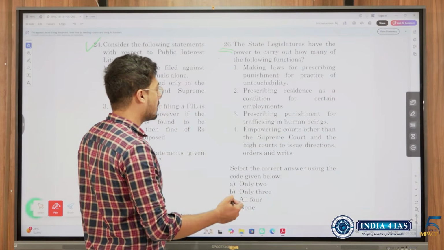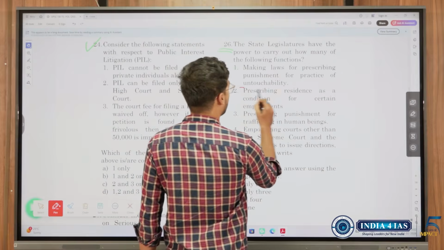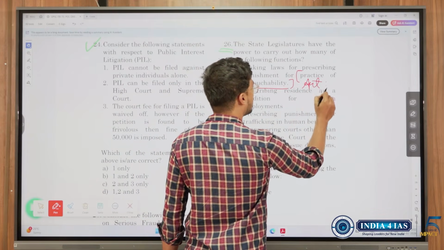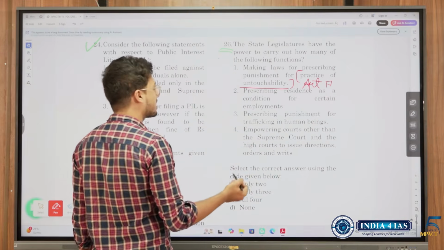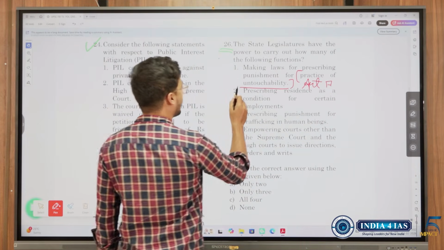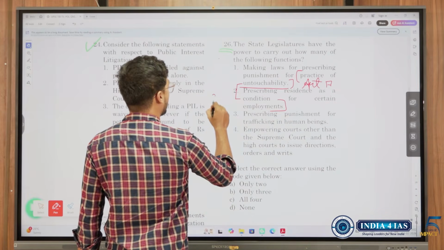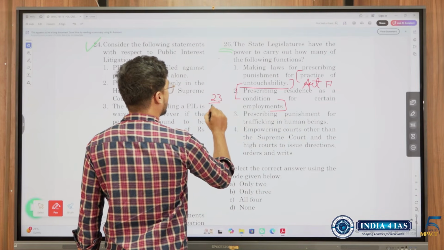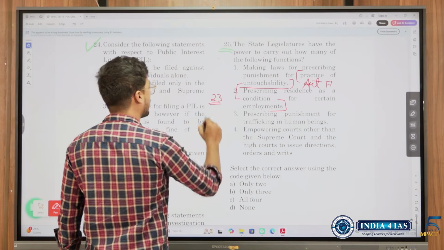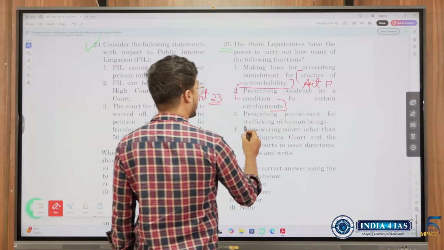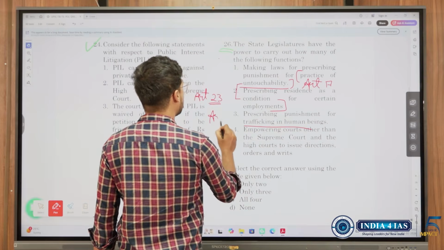Making laws for prescribing punishment for practice of untouchability. Practice of untouchability, what is that? Its prohibition is under Article 17. Prescribing residence as a condition for certain employment comes under Article 23. Prescribing punishment for trafficking in human beings, which is Article 24.